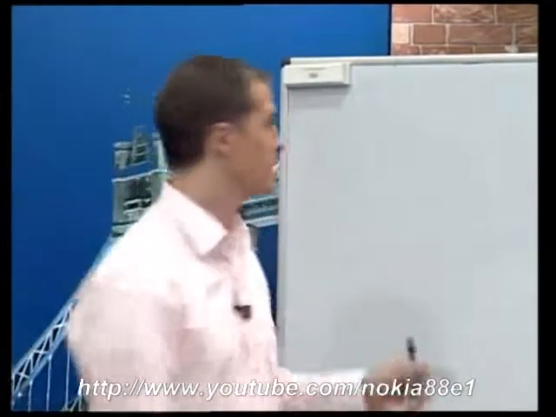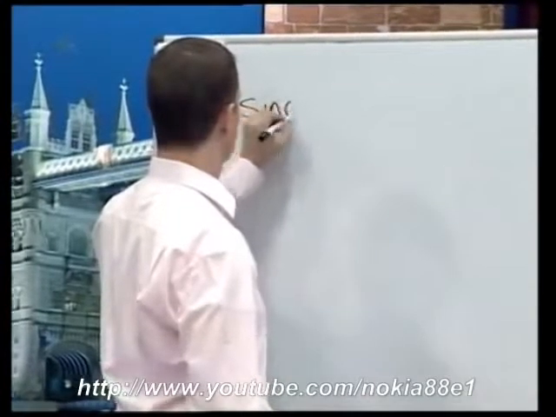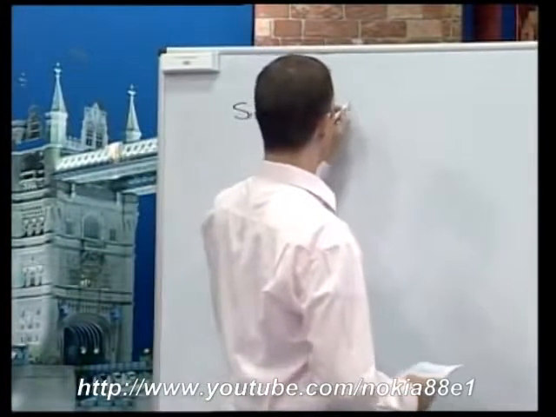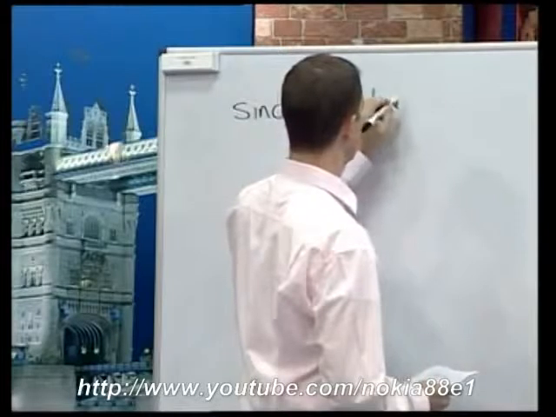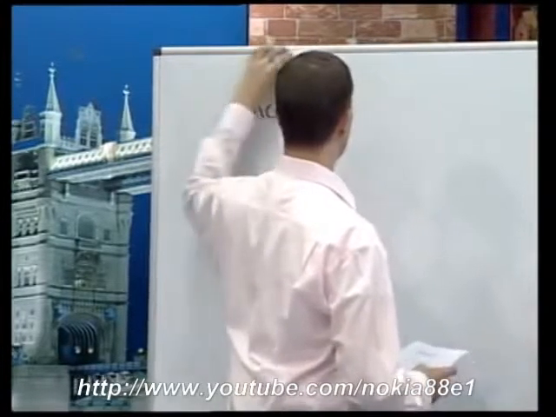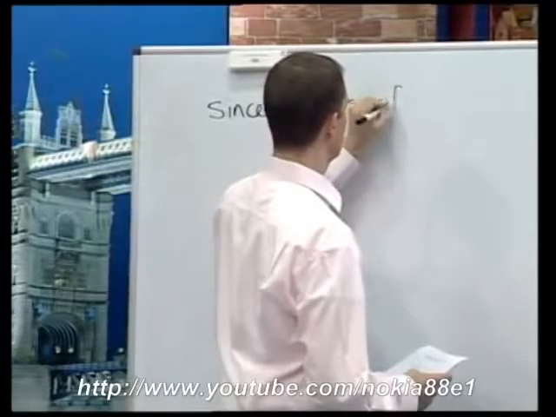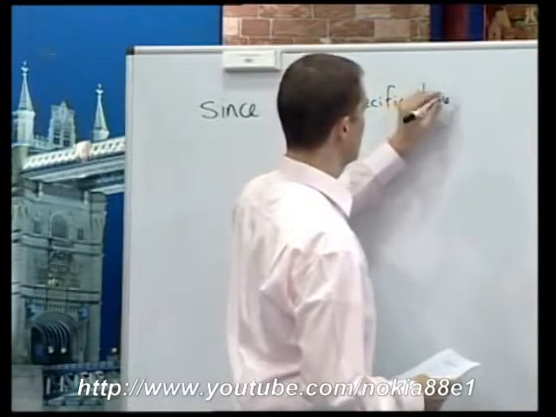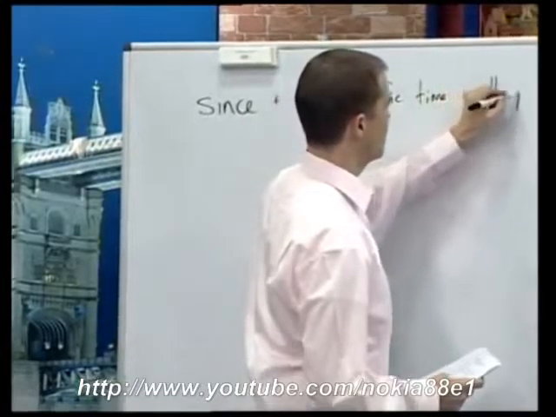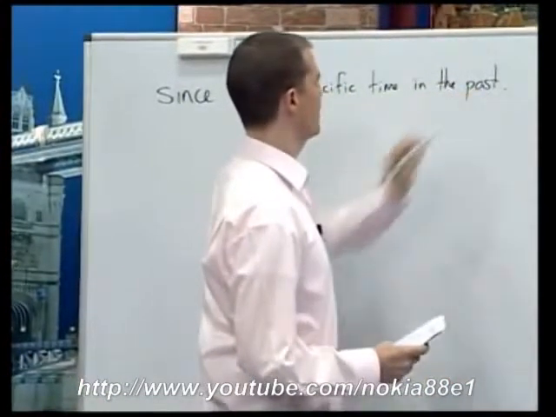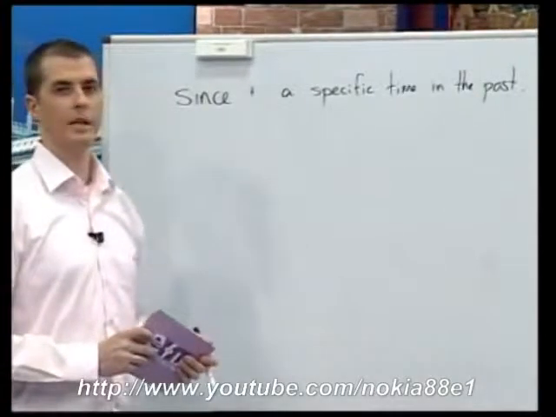So when we use since or for with the present perfect, this shows us that a situation has begun in the past and it continues to the present for some time. We use since plus a specific time in the past, for example, since February or since 1999.